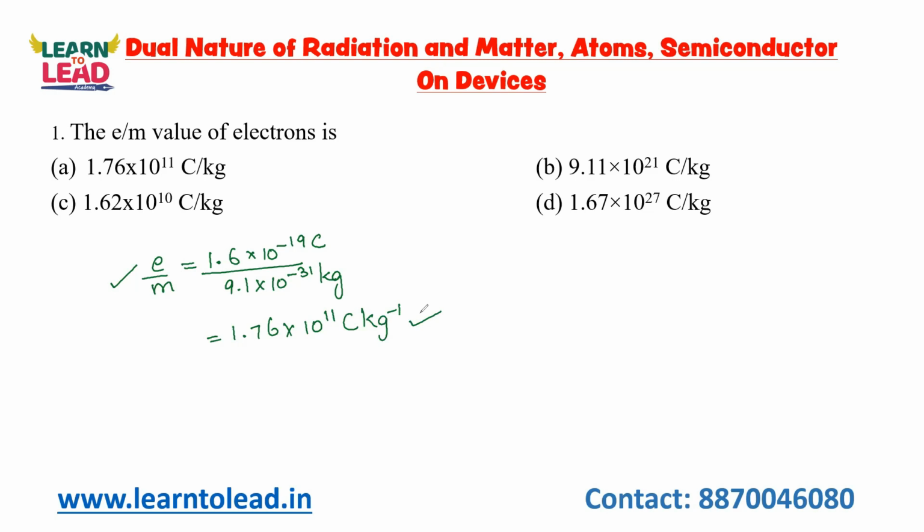So, this is the static equation. The charge by mass value of an electron is what? 1.76 into 10 to the power 11 coulomb per kilogram. Right? So, this is the static equation. Next one.